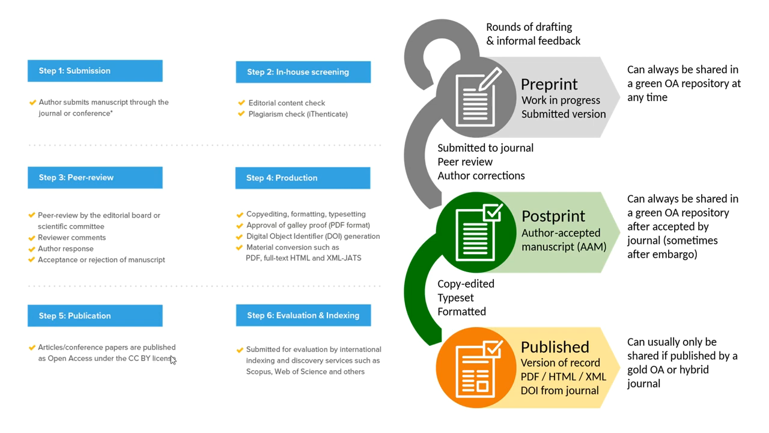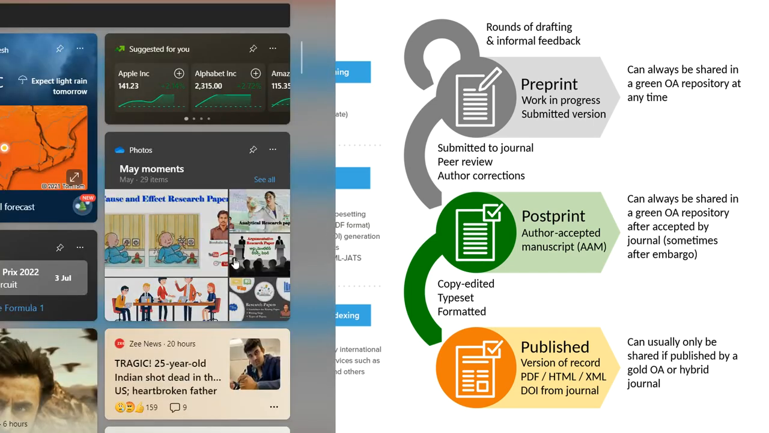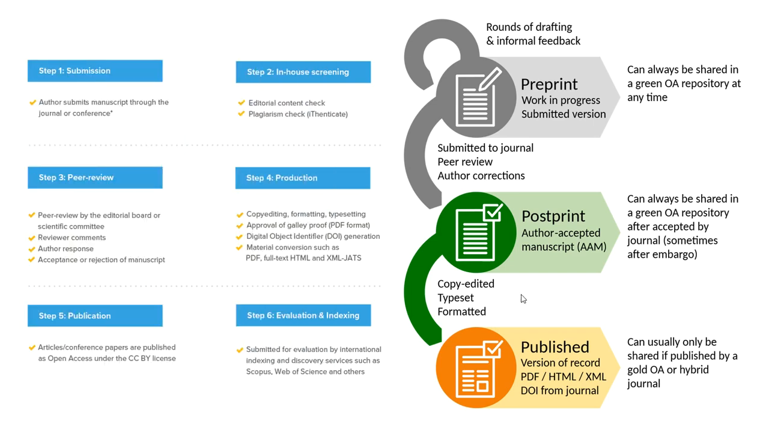Articles and conference papers are published as open access under a CC BY license, Creative Commons license 4.0, and so many things are there. I will give you full details later. Finally, once they accept the publication and the production stage is completed successfully, it moves to the evaluation and indexing process. Once the publication is accepted, it comes under post print.